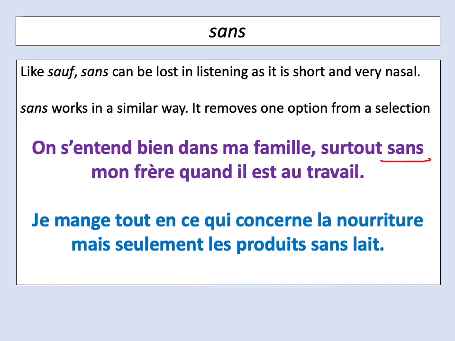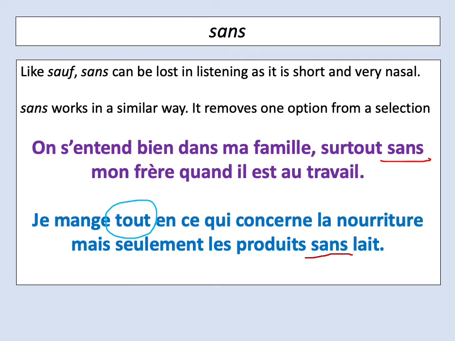Next one, je mange tout. This is from food. So we've got that little tout again that we saw earlier. So I eat everything. En ce qui concerne la nourriture. So I eat everything as far as food is concerned. Mais seulement les produits sans lait. But this person only has products without milk. So I'm guessing they've got some kind of dairy allergy or something like that. So again, just watching out for that. It's adding in quite a nuanced detail.